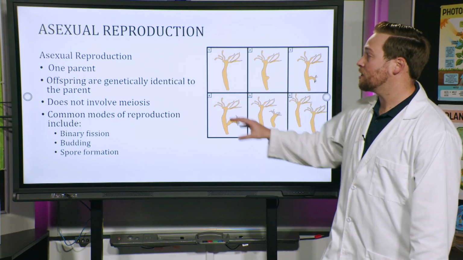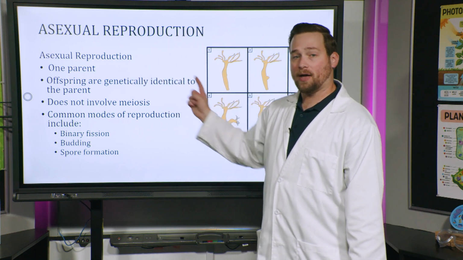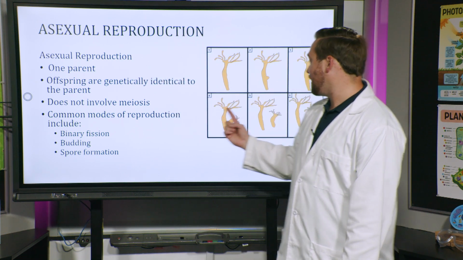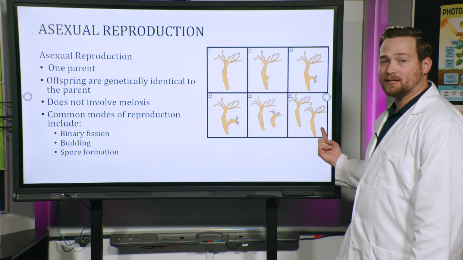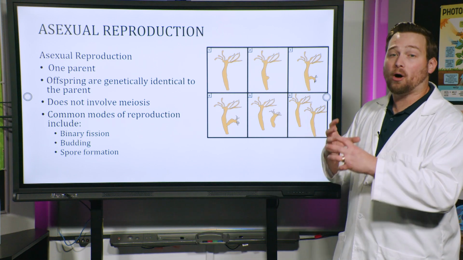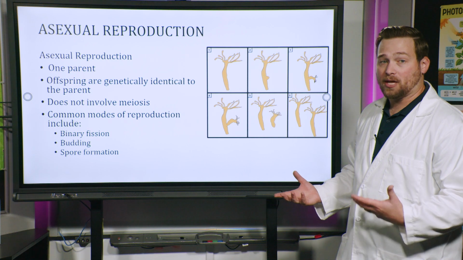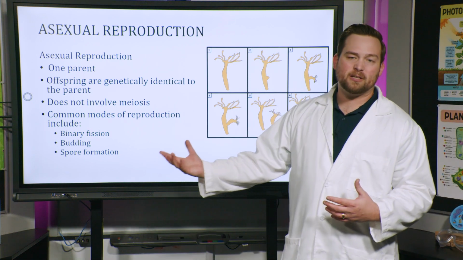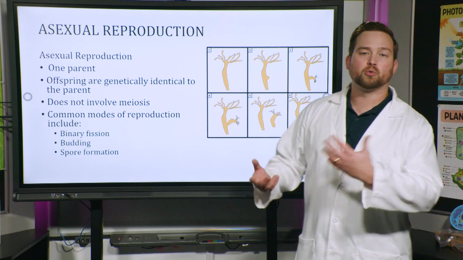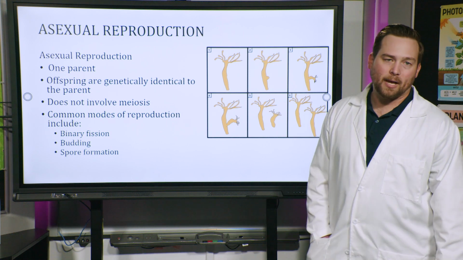This is an example of asexual reproduction. You only use one parent, and these 2 are going to be genetically identical. They're going to be the same, almost like twins, but they obviously weren't made at the same time. This has some benefits and some drawbacks, which we'll talk about at a later point.